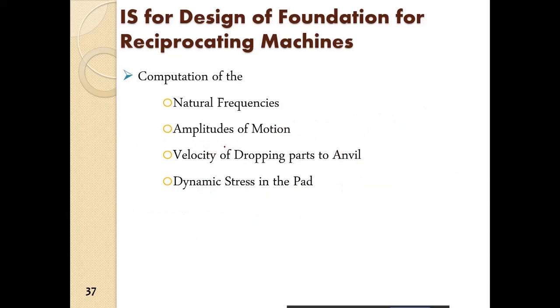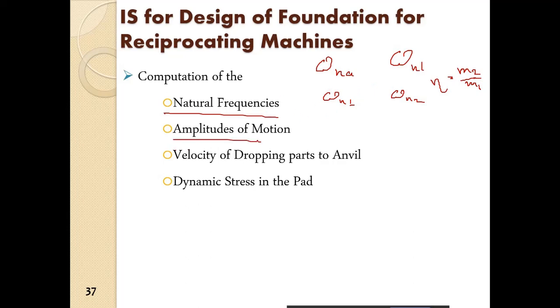Now here, as we have discussed, of course the natural frequencies we have already obtained. So we have the natural frequency of the anvil, and the limiting natural frequency of the entire system. Then we have omega n1 and omega n2. These are the four frequencies which are of importance. Then we have the mass ratio m2 by m1, so this has to be found out.